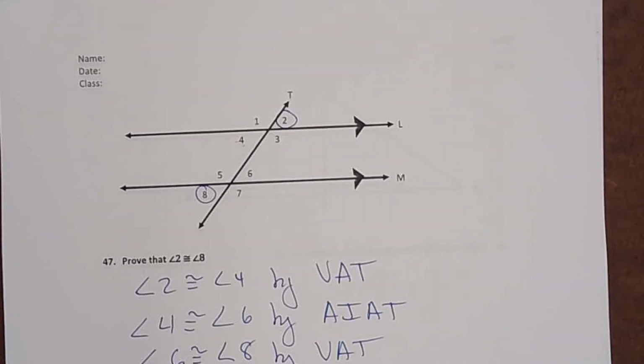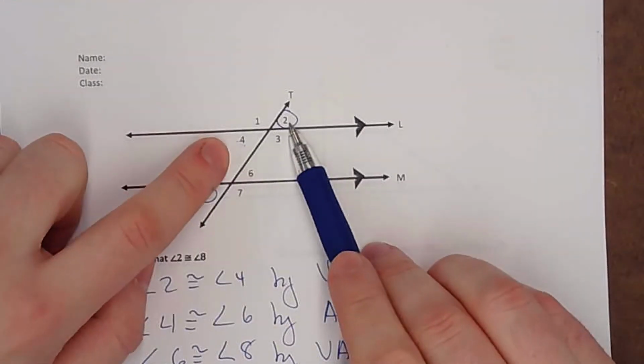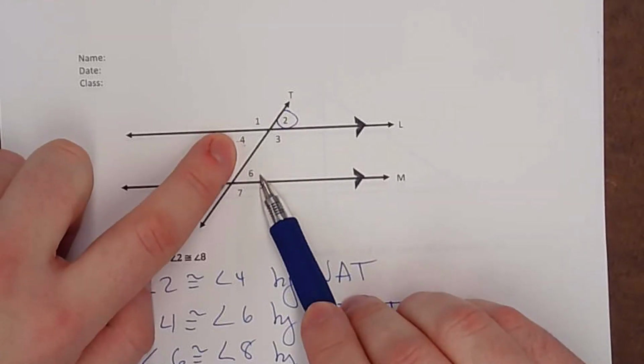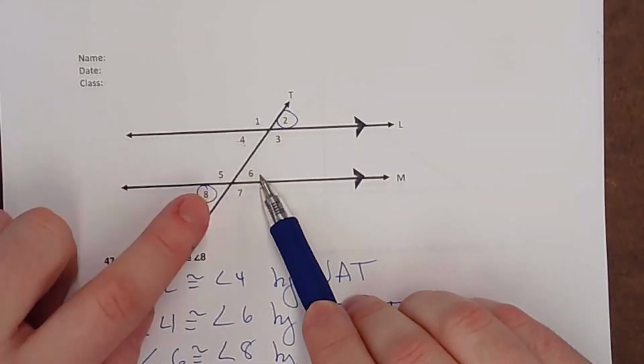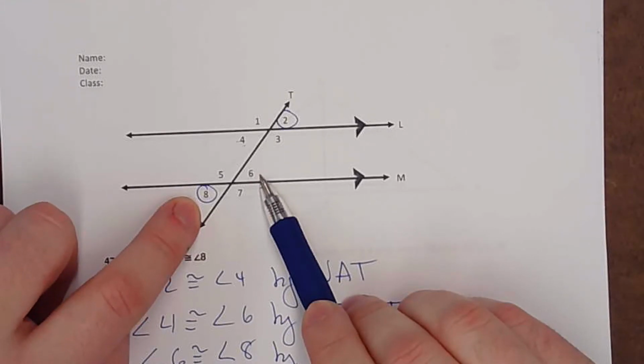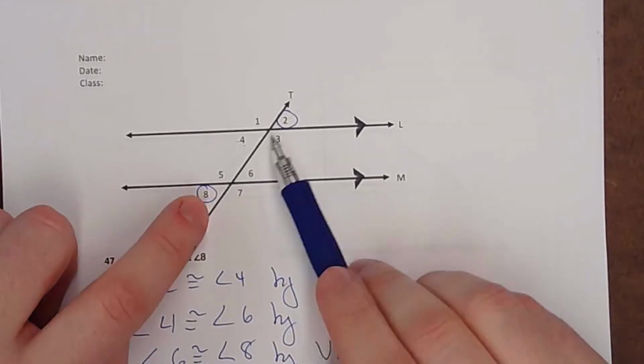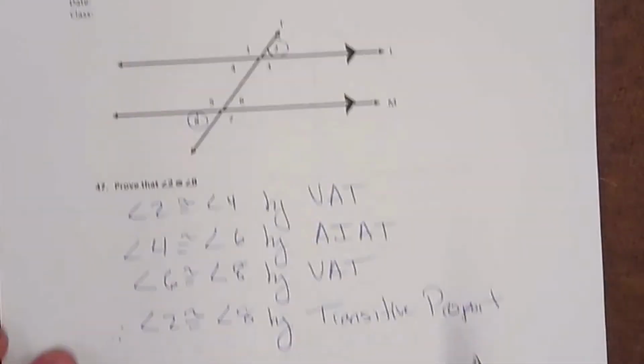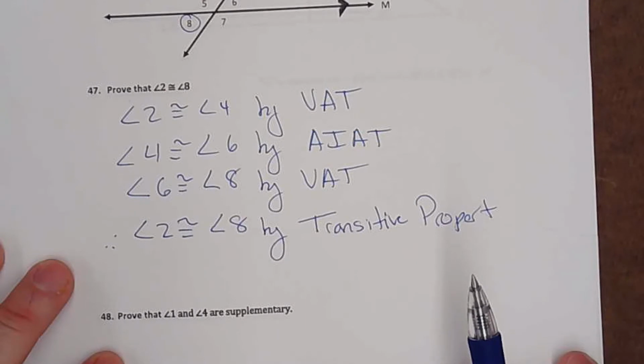So what you have on your sheet says this: 2 and 4 by vertical. You follow me? Okay. 4 and 6 by alternate interior. 6 and 8 by vertical again, right? Yeah. And then lastly, that means 2 and 8 must be the same because transitive property. So we gotta write this all out. I would write those 4 things. Okay?